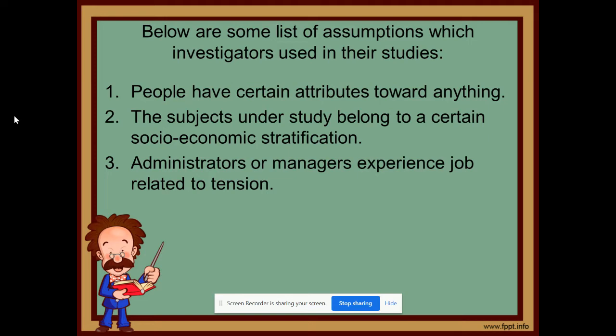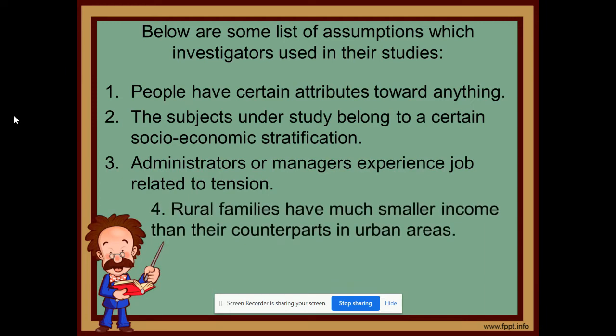I have here some examples of assumptions which investigators use in their studies. Number one, people have certain attitudes toward anything. Second, the subjects under study belong to a certain socio-economic stratification. And another assumption is administrators or managers experience job-related tension.